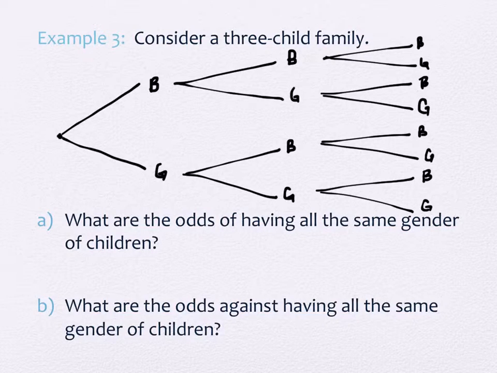I need some numbers along my branches. What do I need? Yeah, either 0.5s or 1/2s, right? Because it's a 50-50 shot.